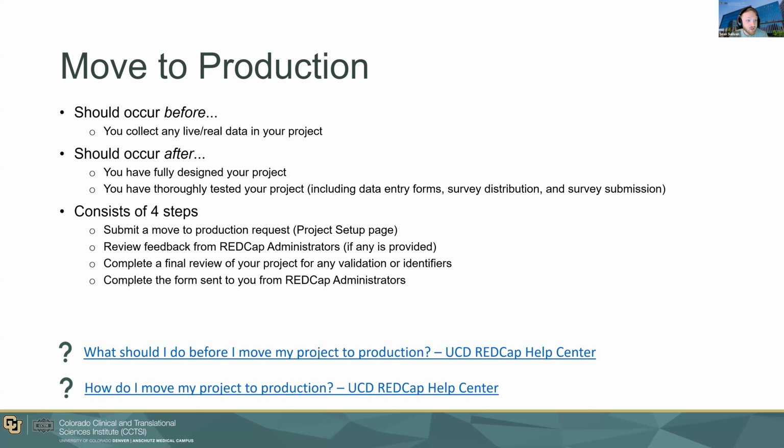Moving to production should also occur after you've completed a full design of your project. Obviously, things can change, but once you're comfortable with where your project is at, you've thoroughly tested that project, gone through data entry forms, survey submissions, the way you want to send out surveys. Test all of that, and then you'll be able to move to production. And this is a four-step process, and we're going to review what this looks like in the user interface and then a slide as well. So let me pivot to my browser.